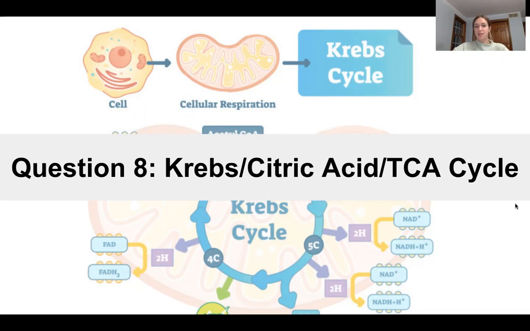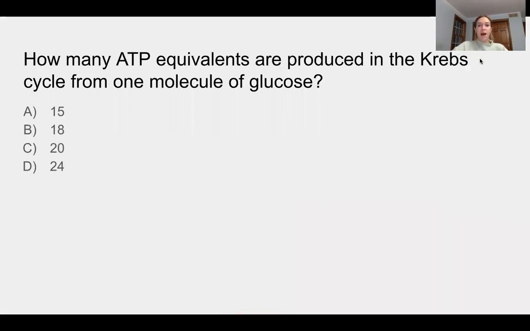All right, question 8. This one is about the citric acid cycle again. How many ATP equivalents are produced in the Krebs cycle from one molecule of glucose? Again, pay attention to the question asking about one molecule of glucose and not one round of the citric acid cycle. So pause the video here and take a minute or two to answer this question.